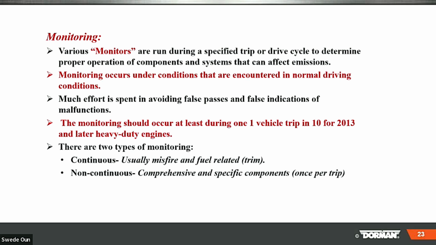Monitoring should occur at least during one vehicle trip in 10 for 2013 and later. There are two types of monitoring: the continuous, usually misfire and fuel related. And again, I'll be honest with you, there's much better information on the automotive side, because there are so many trainers out there who have really done a good job with this. And you've got the non-continuous comprehensive specified components, once per year.